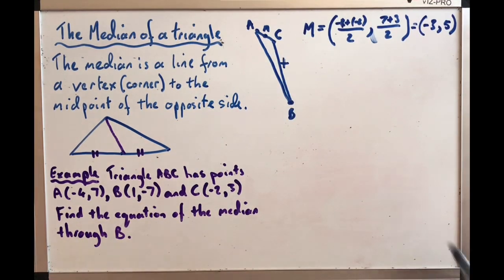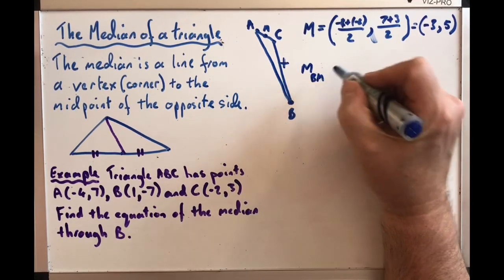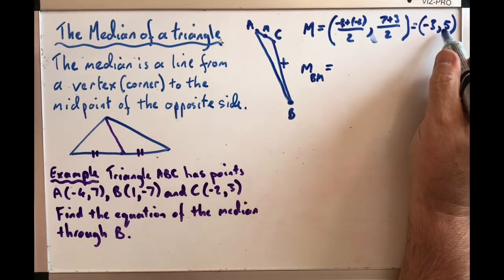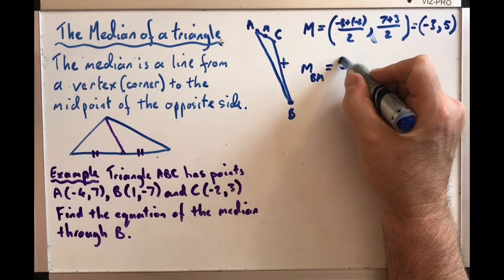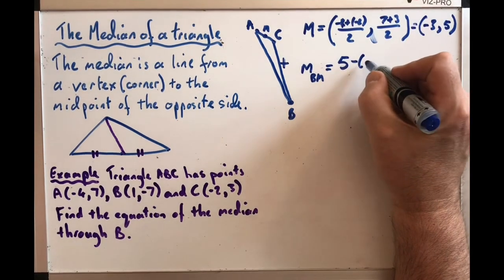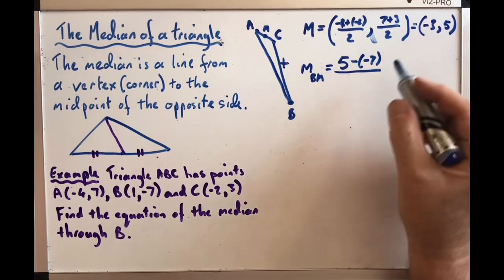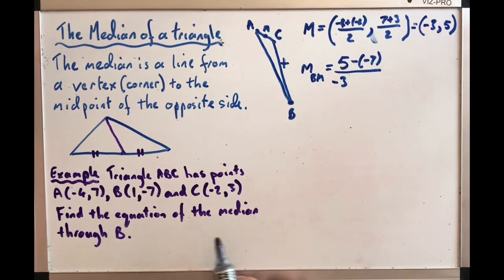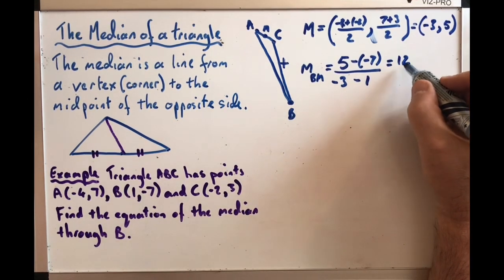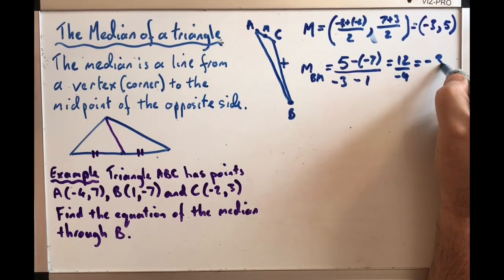So we need to work out the gradient next. So the gradient of BM, remember, we're going to have y2, which is 5, take away B's y, remember it was -7, over -3 take away 1. Now that gives me 12 over -4, which is -3.